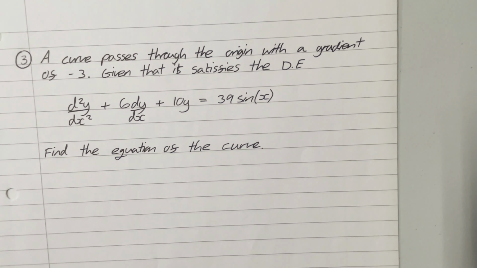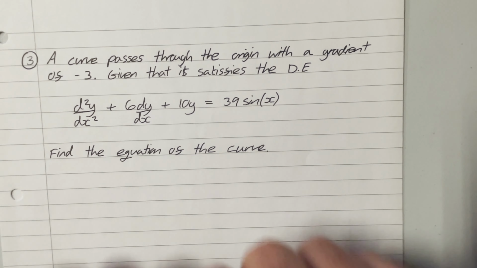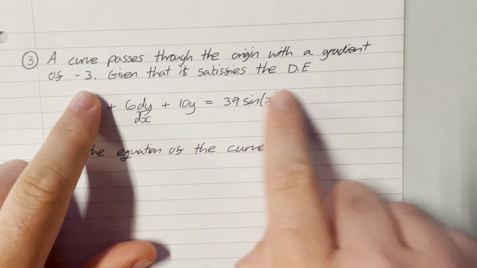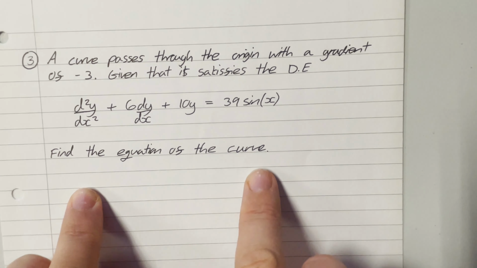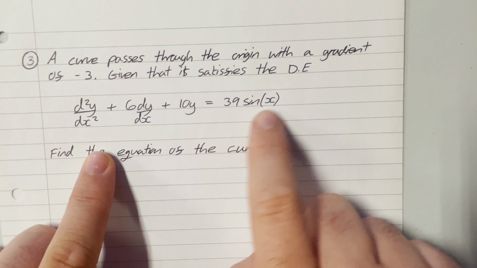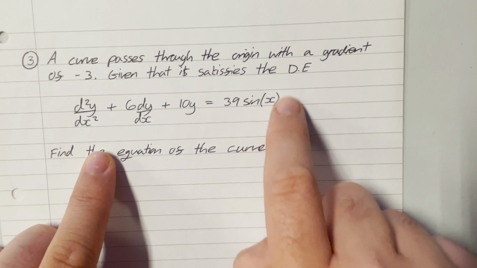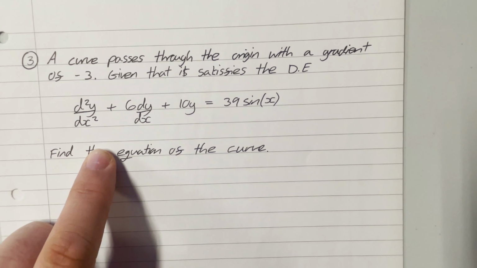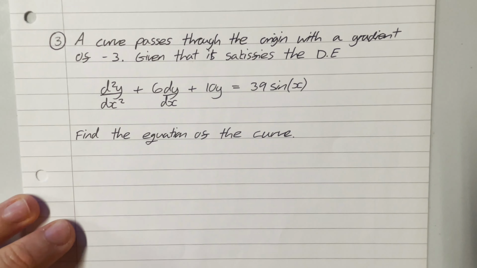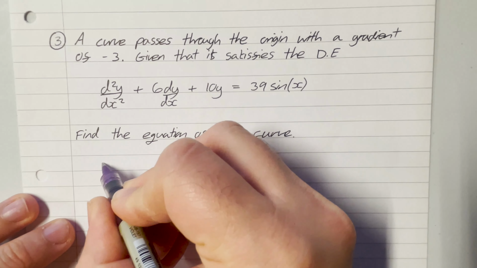Example 3. A curve passes through the origin with a gradient of -3. So again, we've got another initial value problem here. So the conditions that are given are initial conditions. Given that it satisfies this differential equation, find the equation of the curve. So we've now got a situation where the right-hand side is non-zero, i.e. we've got a term which contains no y's or any derivatives. So this is where we're going to need our particular integral and complementary function.